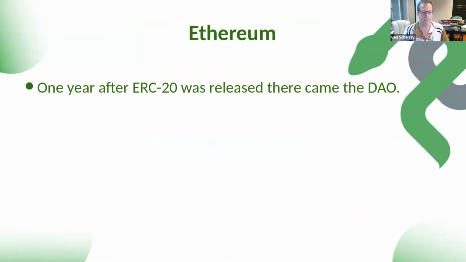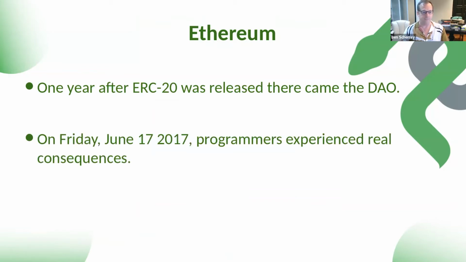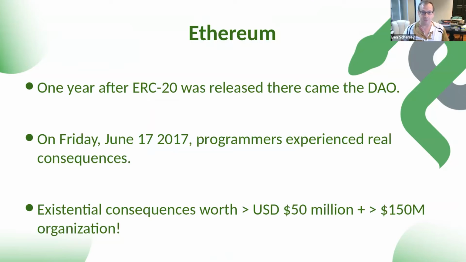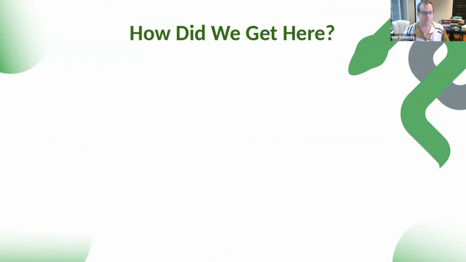So we got Ethereum, right? So what am I talking about on consequences? Who can guess, right? 1 year after ERC-20 was released, we got the DAO. On Friday, June 17th, 2017, programmers experienced real consequences, right? Existential consequences. We lost over $50 million worth of ETH and destroyed a $150 million organization. Just like that. Those are consequences.